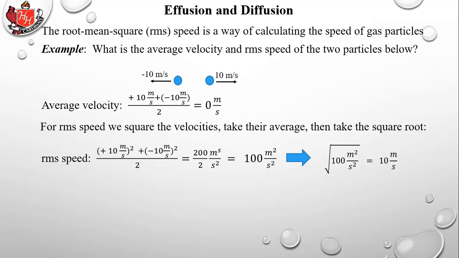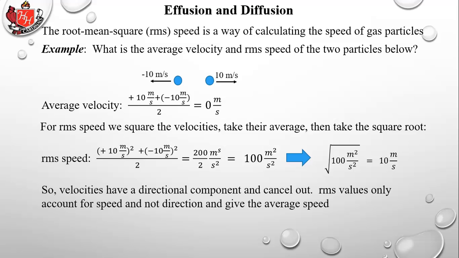Okay, so again, you square the numbers, you take the average of those squared numbers, and then you take the square root of that average, and that will give you the RMS speed. So velocities have a directional component and cancel out. That's because they're vectors. The RMS values only account for speed and not direction, and that gives you the average speed.